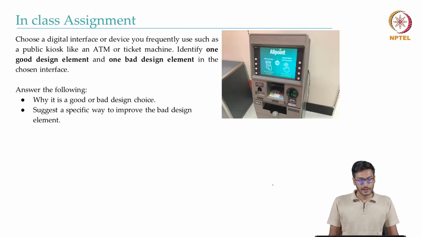We also have another assignment for you to do after this. You need to choose a digital interface or a device that you frequently use, such as a public kiosk or an ATM machine. You need to identify one good design element and one bad design element in the interface, and you need to answer why it is a good or a bad design choice, and also suggest specific ways to improve the bad design element.